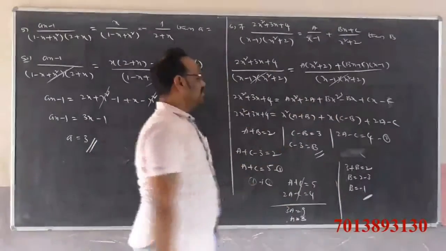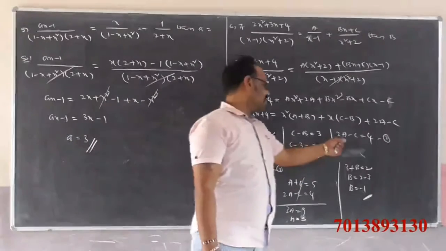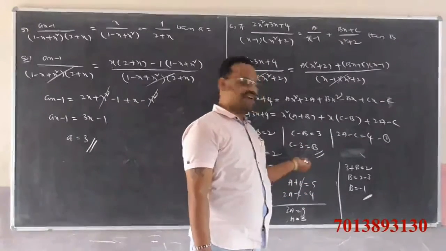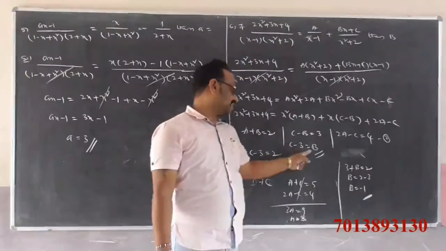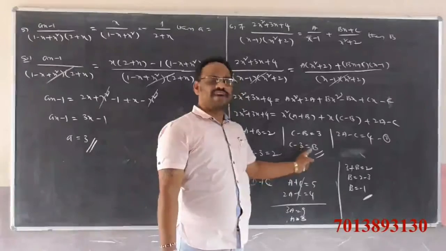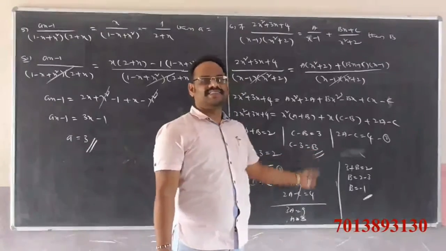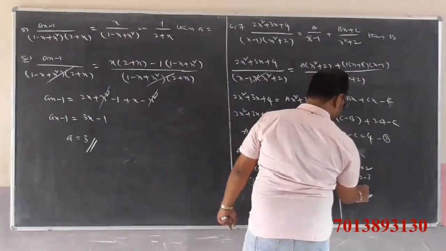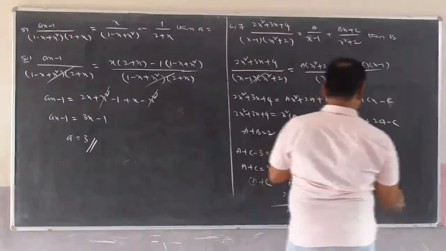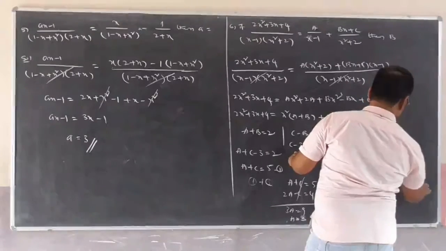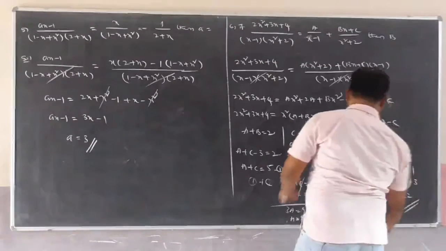We want c value. If you substitute the b value here, we get c also. C minus 3 is equal to minus 1. C is equal to minus 1 plus 3. We get c is equal to 2. That is the c value, and this is the b value, minus 1. This is the value of c. This is the value of b.